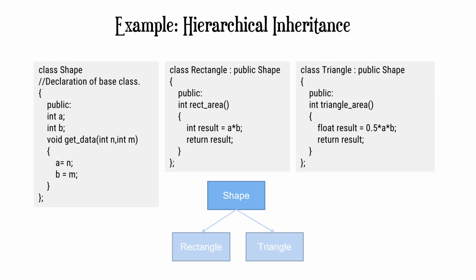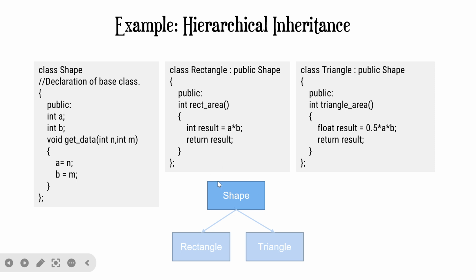We can discuss this with an example. We have a class named shape. The shape is the base class, and we have two derived classes: rectangle and triangle. Rectangle has a function named rect area, and using the triangle class we are calculating the triangle area. Both rectangle and triangle are derived classes from the base class shape.